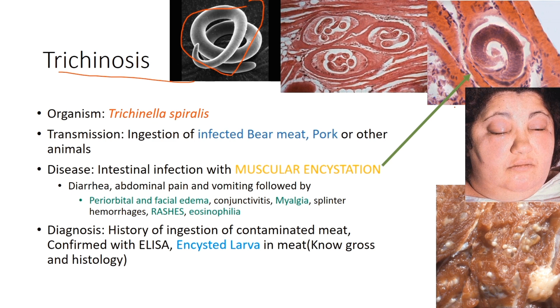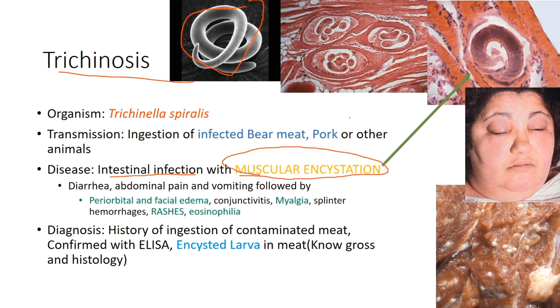So usually we get this infection from ingestion of infected bear meat or pork or other sort of meat. So what happens is this organism actually makes its way, it's an intestinal infection. You know, we eat the meat, or other organisms eat the meat. So a bear eats something else that has meat. And then it's an intestinal infection, you know, GI, abdominal pain, diarrhea, vomiting, stuff like that. But then the organism makes its way to encyst in the muscle.